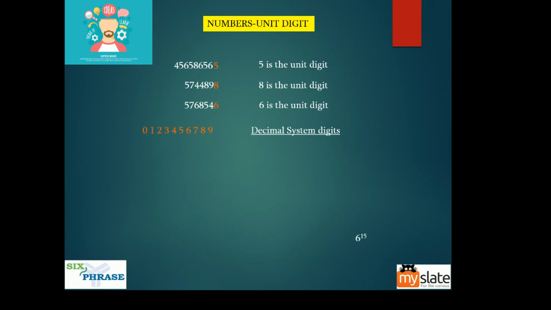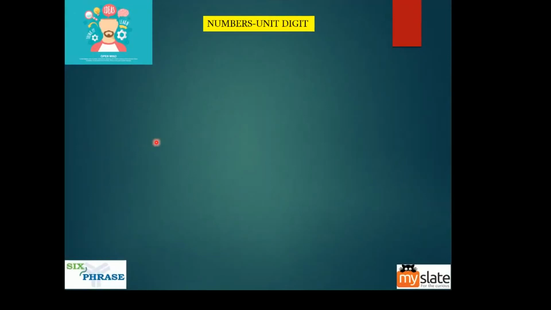Now, as you can see, in all these questions, you were finding the unit digits of 0, 1, 2, 3, 4, 5, 6, 7, 8 and 9, these 10 decimal system digits. So, in all these questions, you were asked to find the unit digits of powers of these digits. Okay, so we'll see how to do it. We'll take one digit at a time and then we'll take this forward. Now, let's take the digit 2.